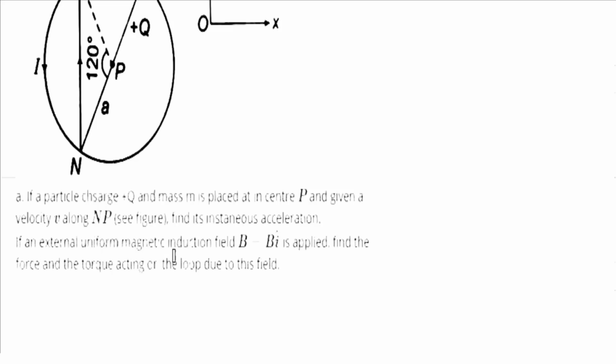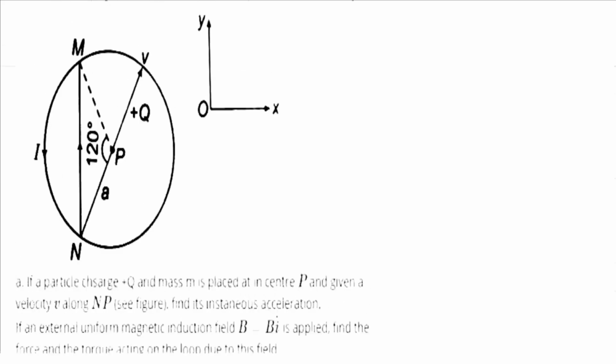Second, an external uniform magnetic induction field B equal to B i cap is applied. So find the force and torque acting on the loop due to this field. So here we have to find the force and torque acting on this loop.